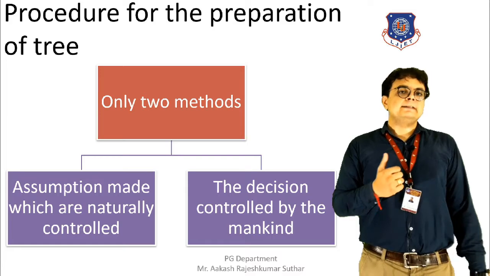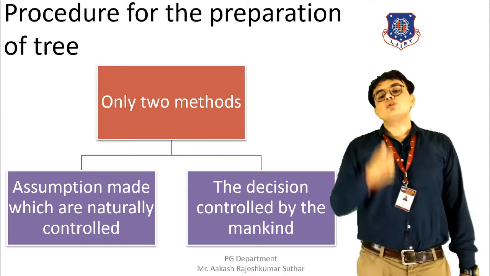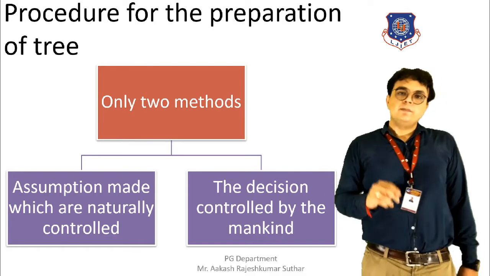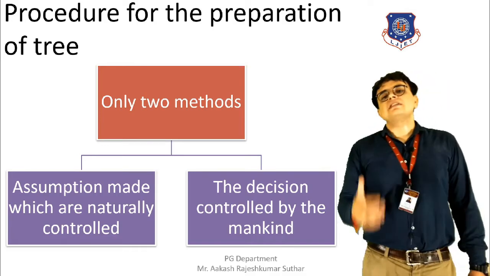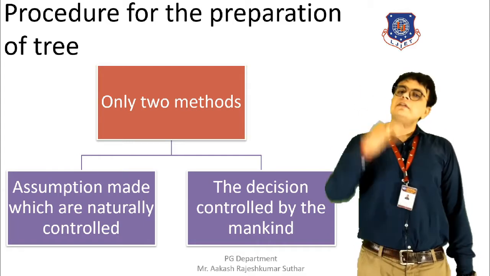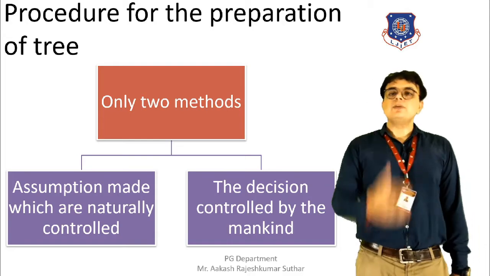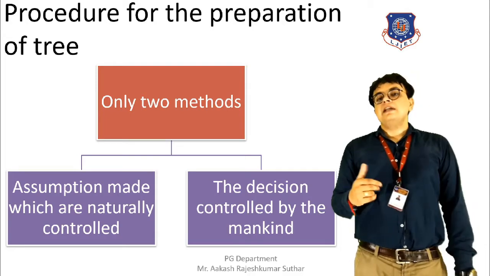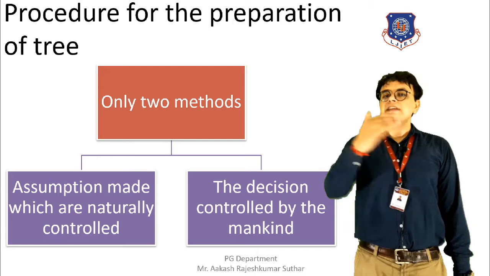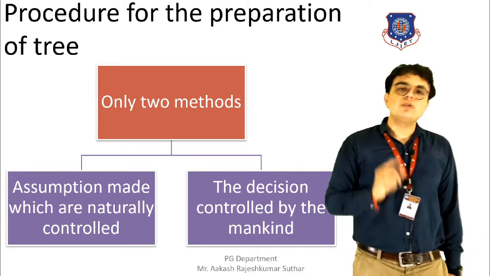It will work naturally and accordingly it will take place. The next method is the decision controlled by mankind. Here the assumptions are made by the personnel working in a factory. All the decisions will be under his control. He will be responsible for the output, and all the workings will be under his control and the desired output can be found.